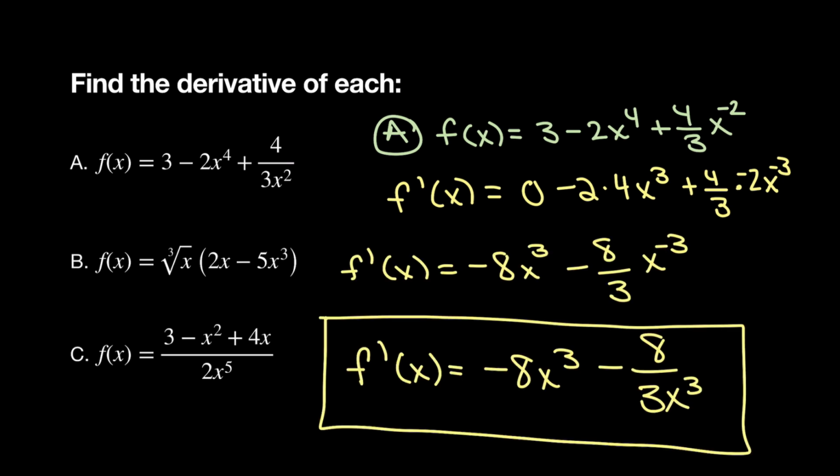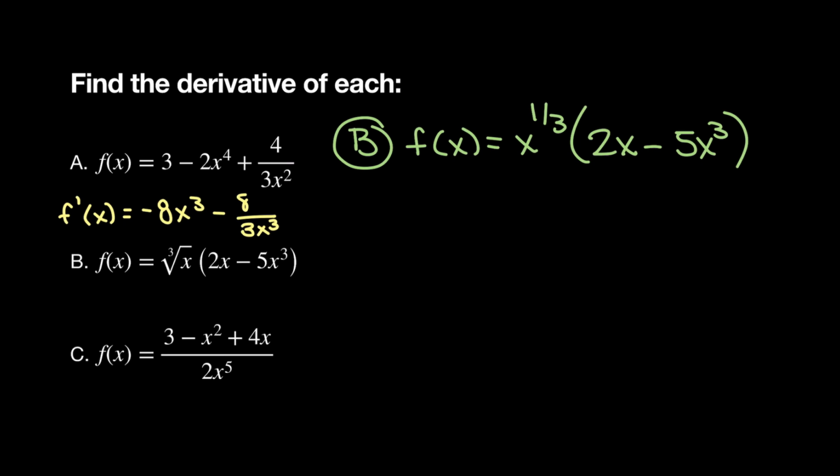And then I'll simplify this. Let's see. Minus 2 times 4 is minus 8, so minus 8x to the third. And then 4/3 times minus 2 is minus 8/3 x to the negative 3. And then we could also take this x to the negative 3, move it to the bottom. So f prime of x is negative 8x to the third minus 8 divided by 3x to the third.